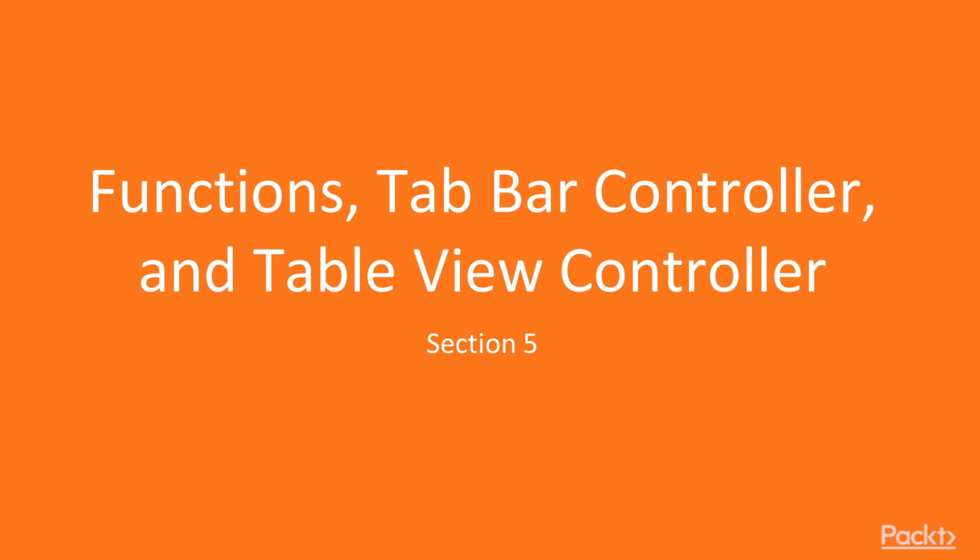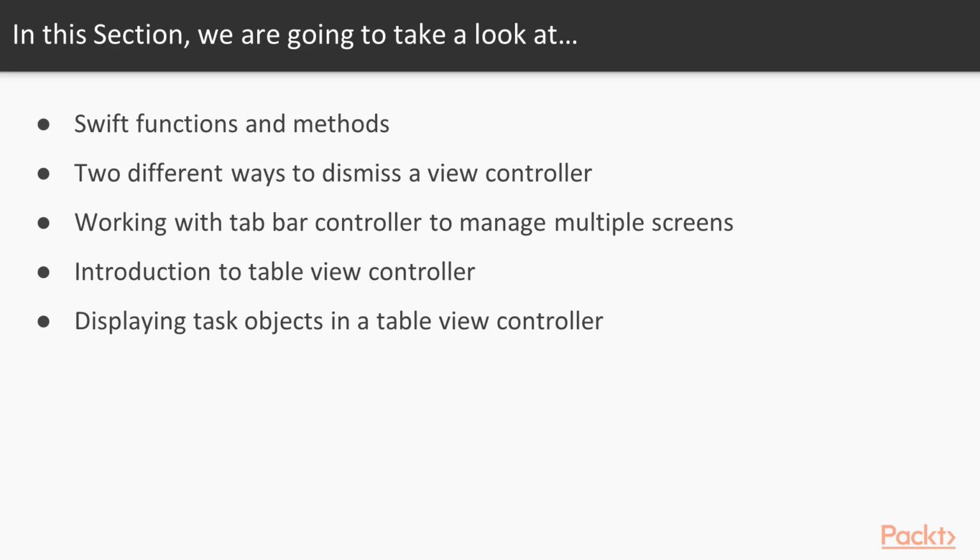Welcome to section 5, where we're going to be looking at functions, tab bar controller, and table view controller. In this section, we're going to take a look at Swift functions and methods. We're going to learn the two different ways to dismiss a view controller. We're going to learn how to use the tab bar controller to manage multiple screens. We're going to be introducing the table view controller. And finally, we're going to learn how to display our task objects in the table view controller.